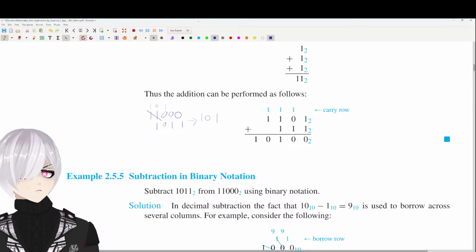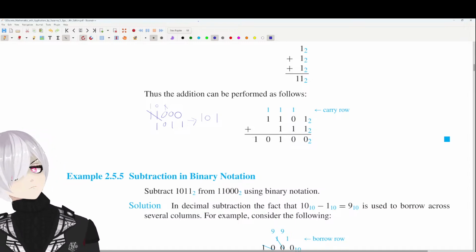But then the 0 to the right of that needs to borrow a 1 as well, so then we cross out that 1 0. And so then the 1 0, it's losing a 1, so it just becomes a plain 1. So that 1 0 in the third column is going to become just a plain 1.